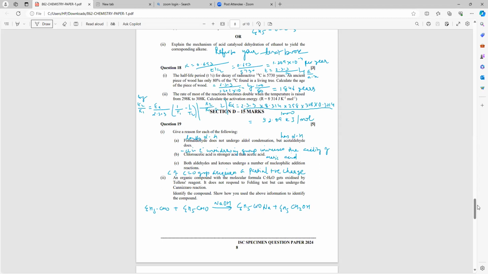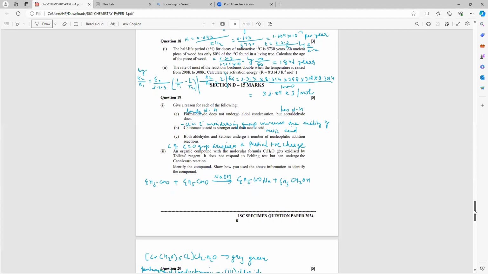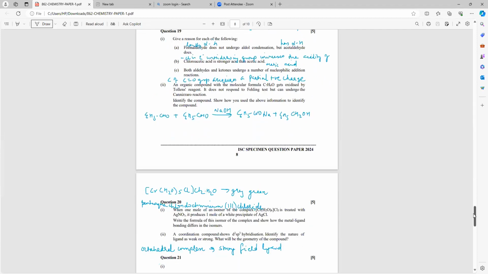Second, they are saying identify the compound, show how you use the above information to identify the compound. So here is the reaction you can write. The moment it is your Tollens reagent, it will be an aldehyde, and the formula which they have given, as per that, it is your C6H5CHO.